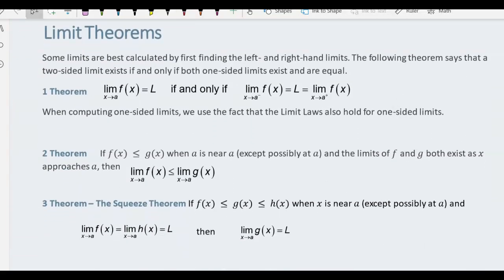A couple theorems that we want to consider, and we had this in the last section as well, is that a limit exists if and only if the left-hand and the right-hand limits are equal to one another. So this would be the left-hand limit, this is the right-hand limit, and they have to approach the same number to say the limit overall exists.